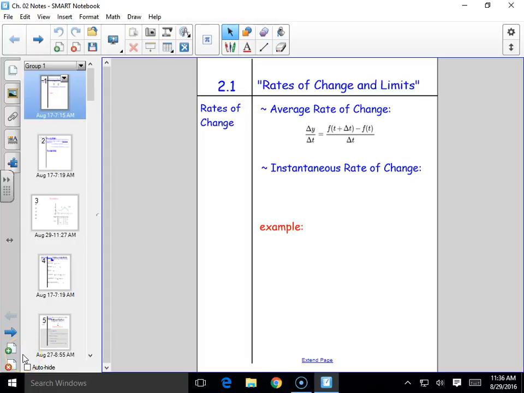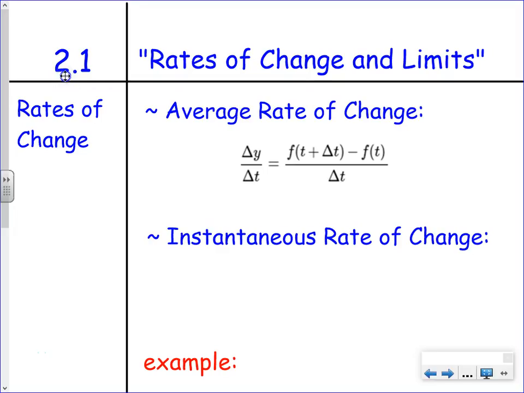Section 2.1, rates of change in limits. Average rate of change. Come on, my physics people, or even my calculus people. Average rate of change. Why is it an average? Because it's not instantaneous. It's in between. In between what? Two points. Start and end. So it's over a time interval.